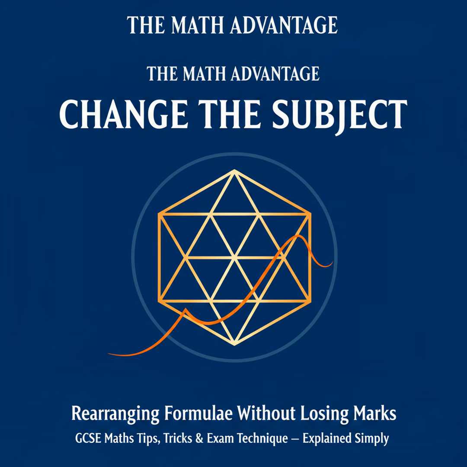Exactly. And here's the important bit. The algebra itself is rarely the hard part. The hard part is keeping the equation equivalent at every step and writing down enough to snag method marks, even if you slip later. Today, we fix that with a simple 5-step routine and a 10-second check. Let's start with the concept.